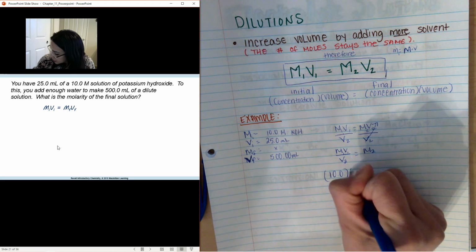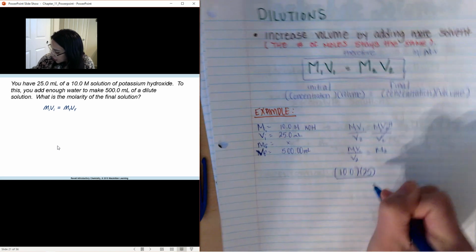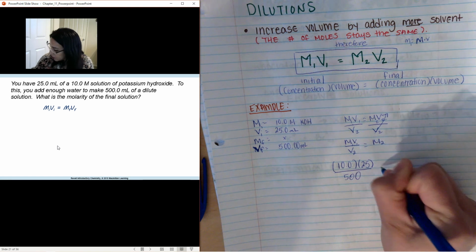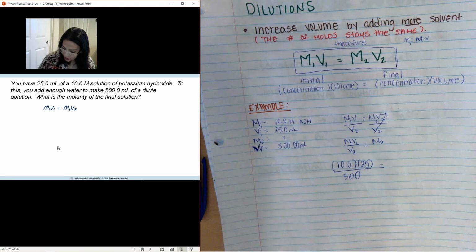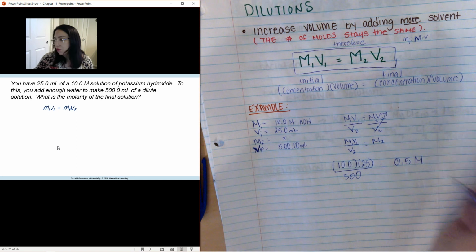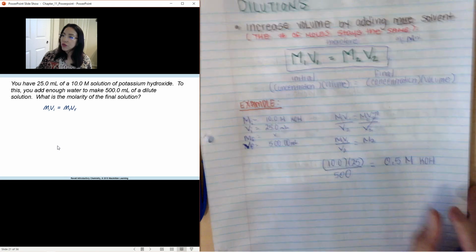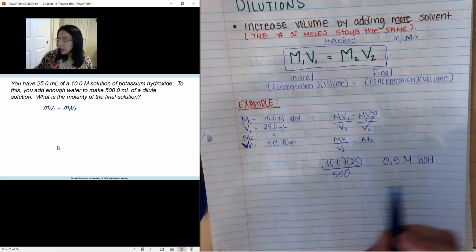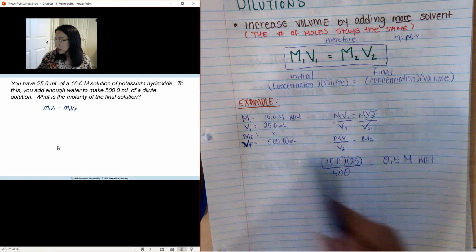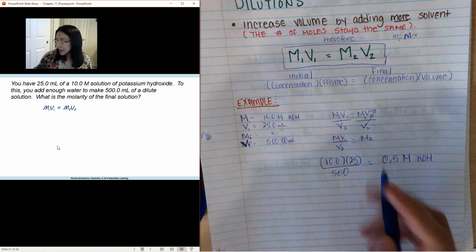10 times 25 divided by 500 is equal to M2. 10 times 25 divided by 500 is equal to 0.5 molarity of potassium hydroxide. So this is what this diluted solution is. We went from a 10 molar to a 0.5 molar solution. Right? So that's actually very dilute.